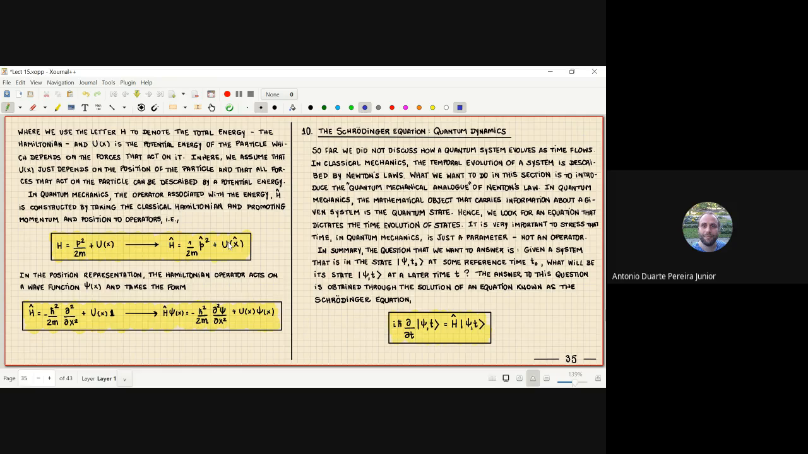So I'm really just replacing numbers that are standard quantities in classical physics with operators. And this is the quantum Hamiltonian. This is the Hamiltonian of my quantum system, okay?